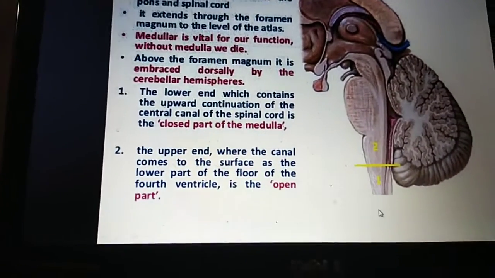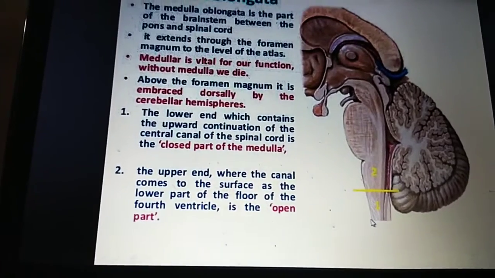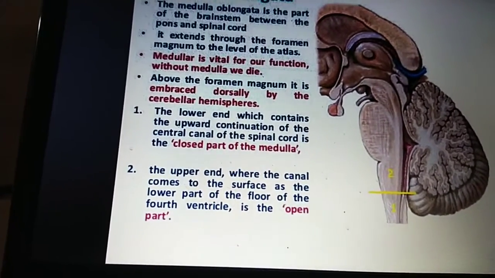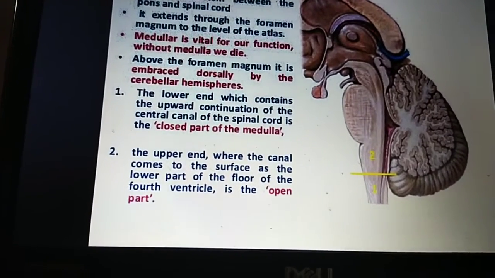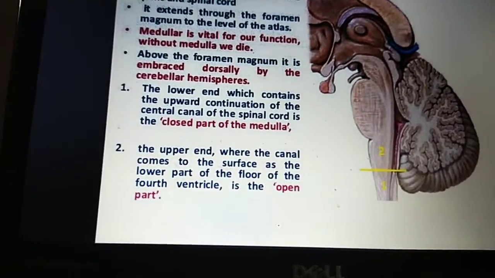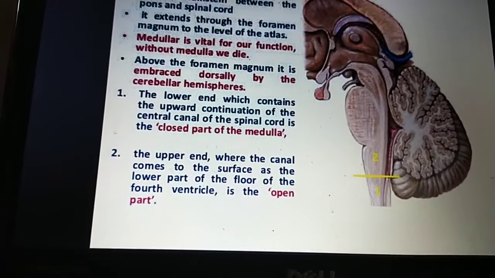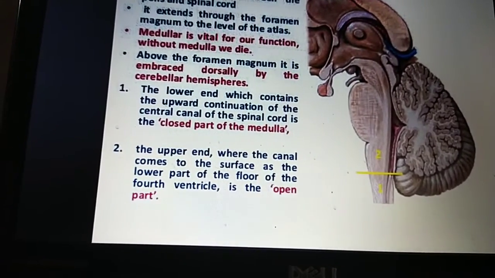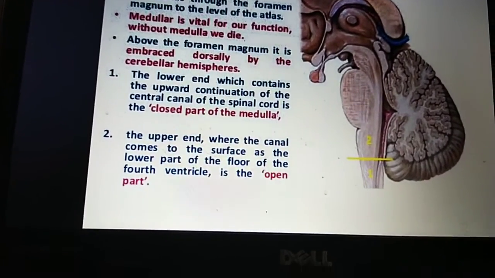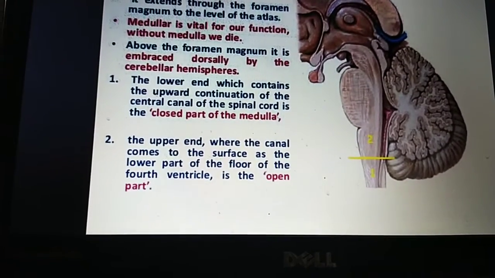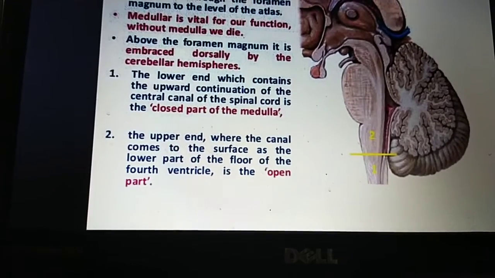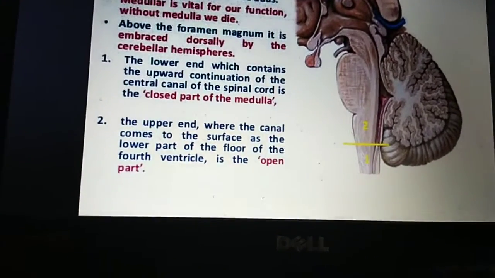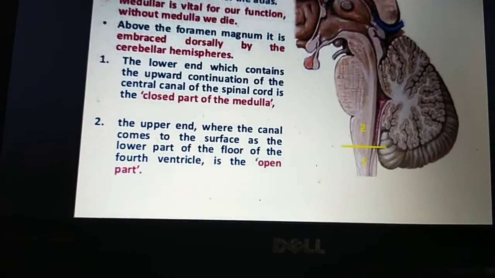Medulla oblongata is the part of the brain stem between the pons and spinal cord. It extends through the foramen magnum to the level of the atlas bone. Medulla is vital for function. Without medulla we die. Above the foramen magnum, it is embraced dorsally by the cerebellar hemispheres. Okay, it is very important.